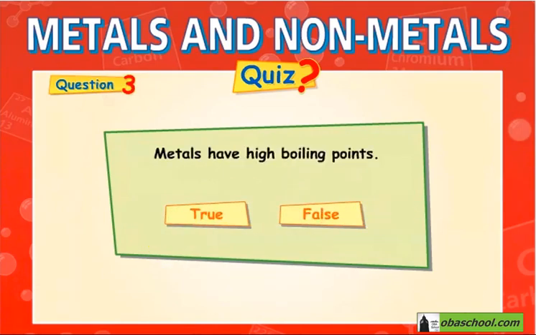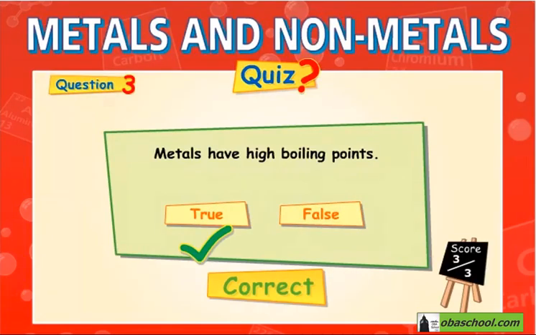Metals have high boiling points. Is that true or false? That is true. Metals have high boiling points and they also have high melting points. They need high temperatures in order to boil and also to melt.